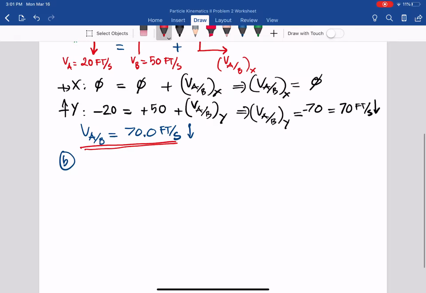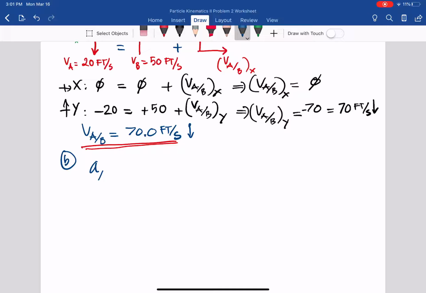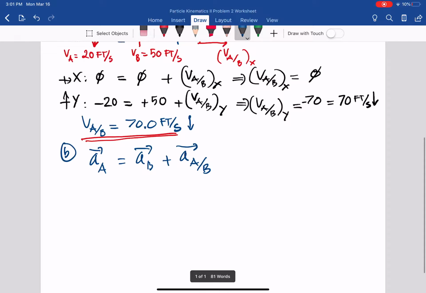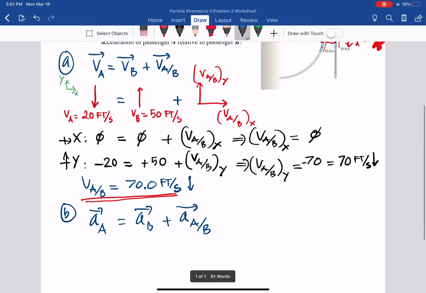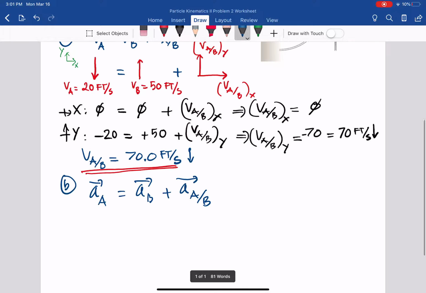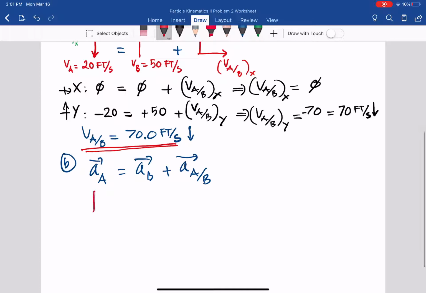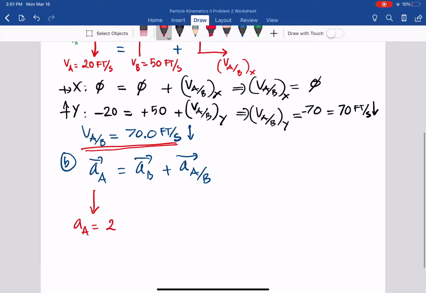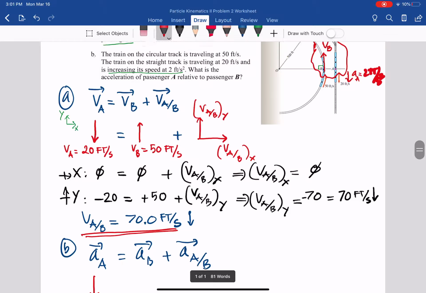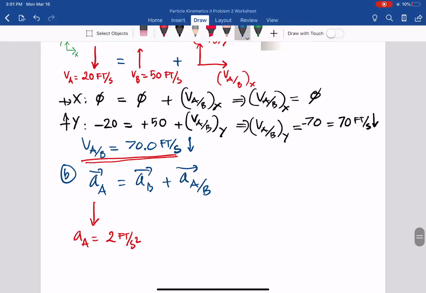So now let's do it with the equation. I have A_A equals A_B plus A_A relative to B, and we can draw the diagram of A_A. As you can see, I already showed it's the same motion, 2 feet per second squared, so it will be going down, same as the motion. A_A equals 2 feet per second squared, because this is acceleration. And then it equals A_B.